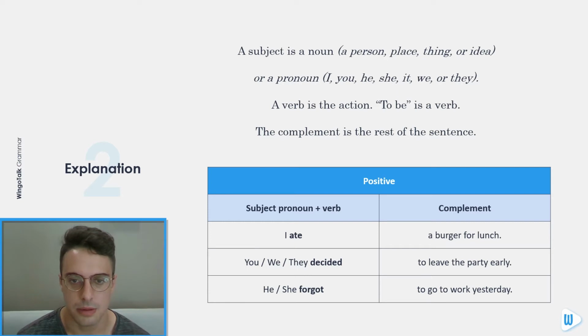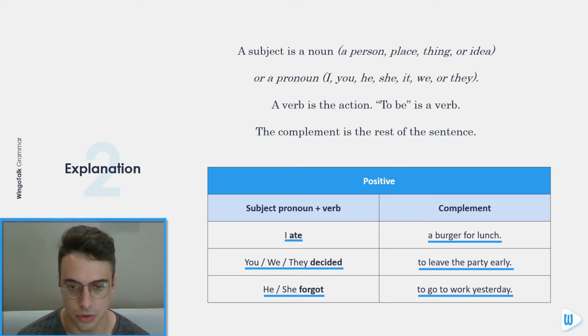Positive: subject pronoun plus verb. I ate a burger for lunch. You, we, they decided to leave the party early. He, she forgot to go to work yesterday.